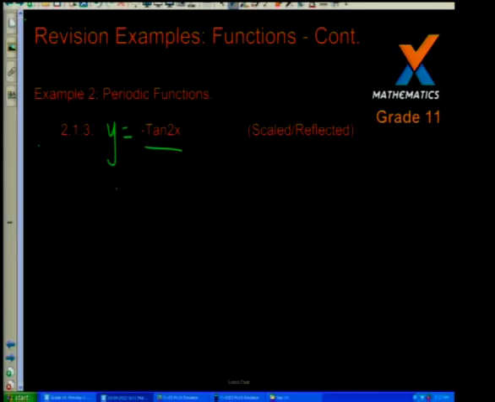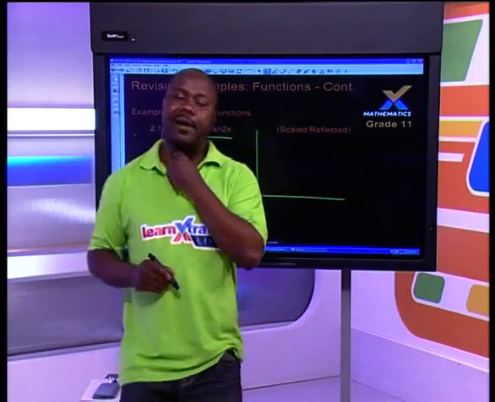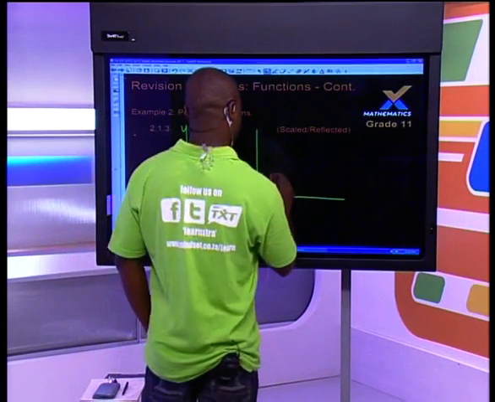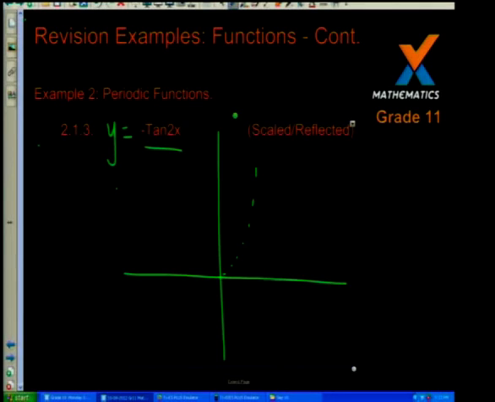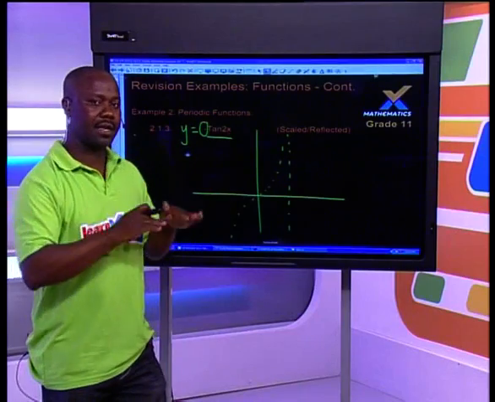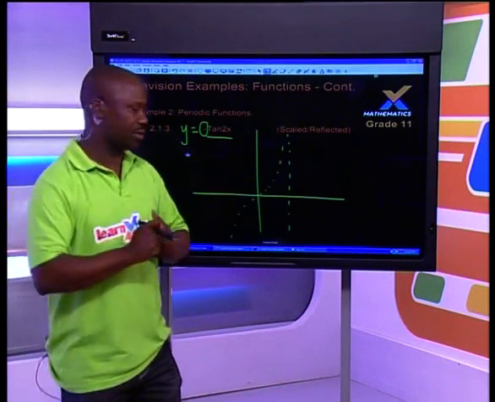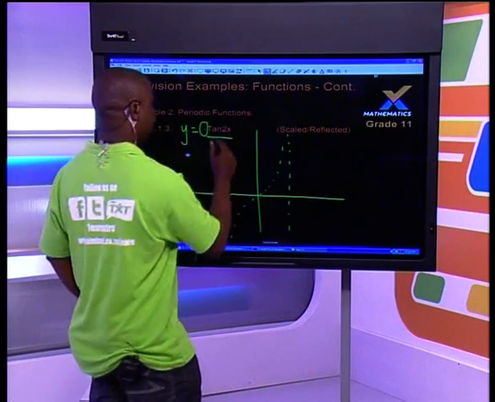All right. And if I were to sketch that, I would have to remember what the parent graph looks like. The parent graph for a tangent goes in that direction with those asymptotes that I pointed out earlier on. All right? But now, you are going to reflect this. The moment you see a minus in front of a function, you know that that function has been reflected about the x-axis.